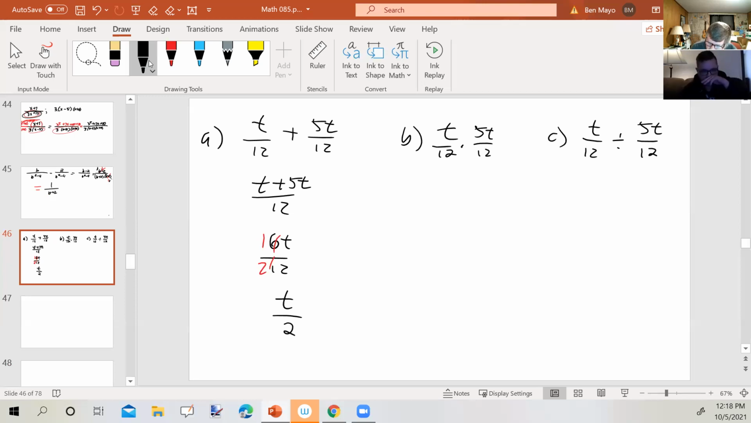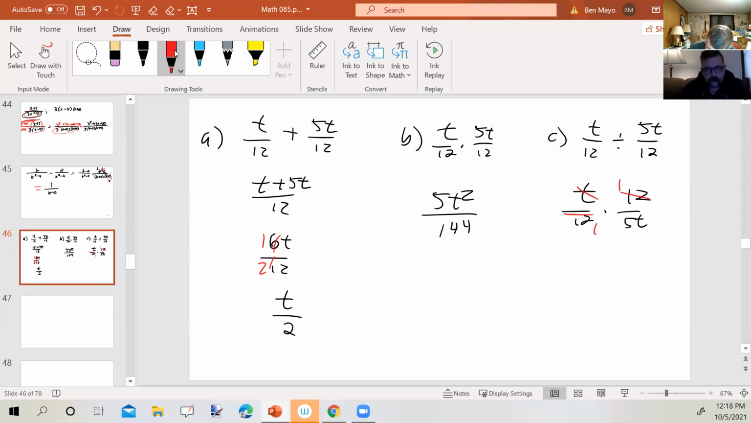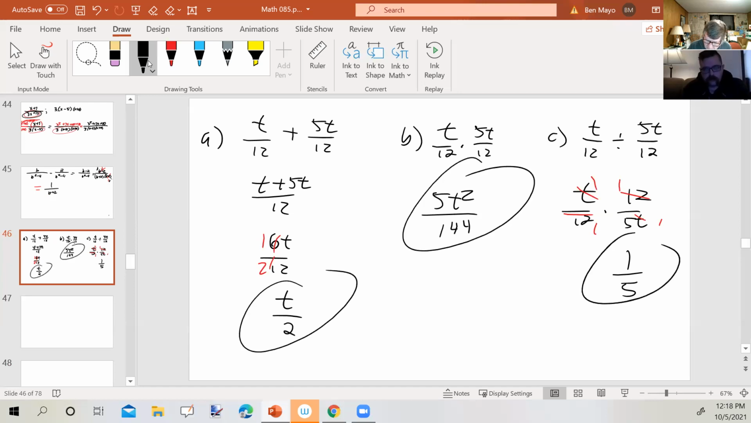Okay, multiplying, we'd multiply straight across. There's nothing that I can pre-reduce here, so I'm going to get 5t squared over 144. Dividing, I'm going to change it to multiplication of the reciprocal. Now the 12s reduce and the t's reduce, and I have what? 1/5. So I've got 3 entirely different answers depending on the operation.